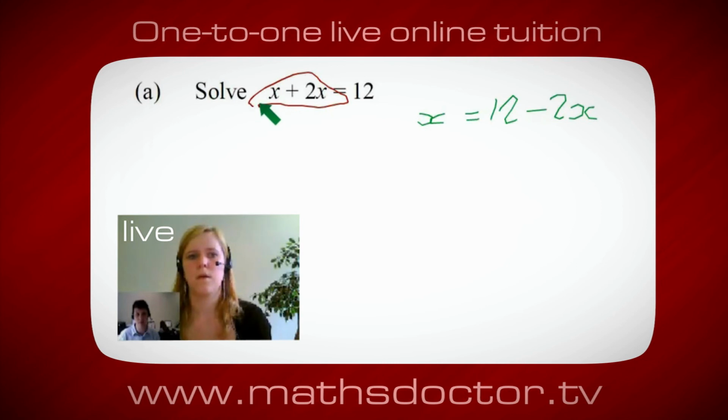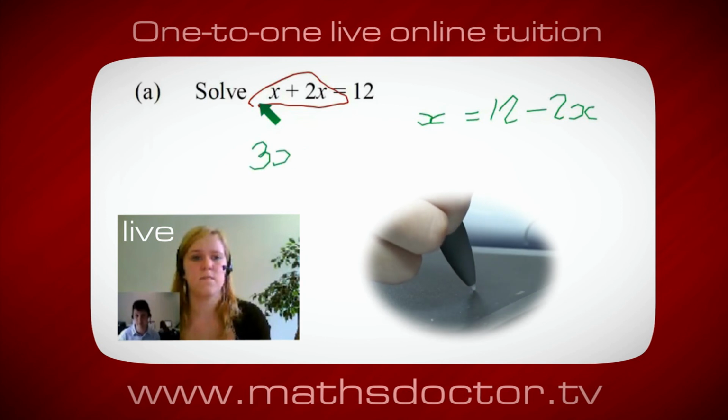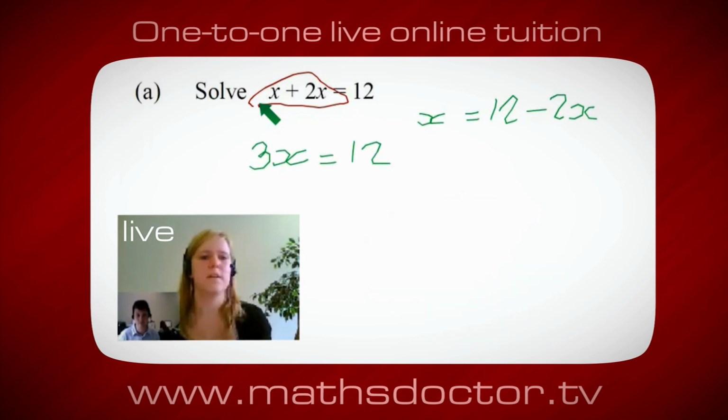Get all these together in one place. Oh, okay, it's 3x, isn't it? Yeah, so absolutely. 3x equals 12. Oh, and so x equals 4. Brilliant, spot on, well done.